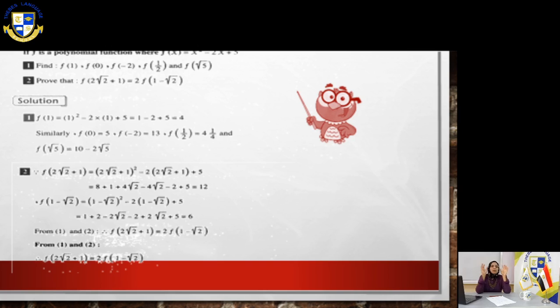That means I will replace x with 2 root 2 plus 1 to get the value, which is 6. Then we will find f of 1 minus root 2 to get the value, then multiply it by 2 to get also 6. So the two sides are equal. That's all, and thank you.